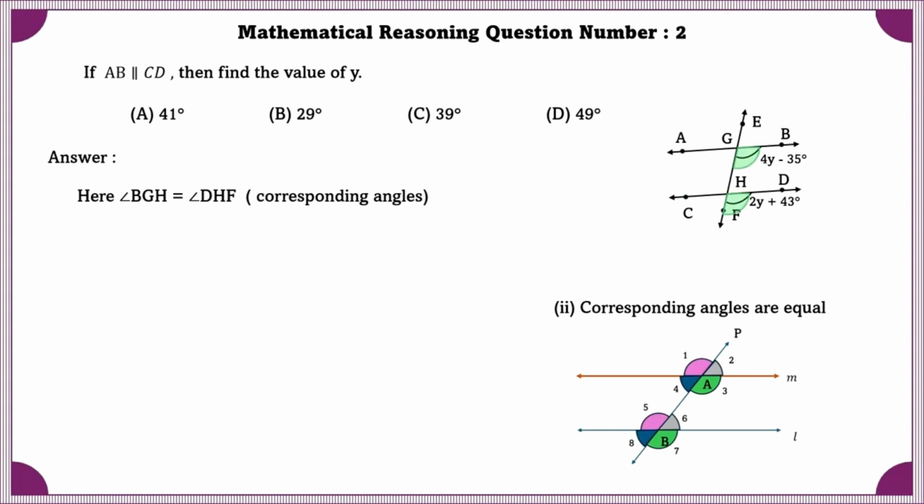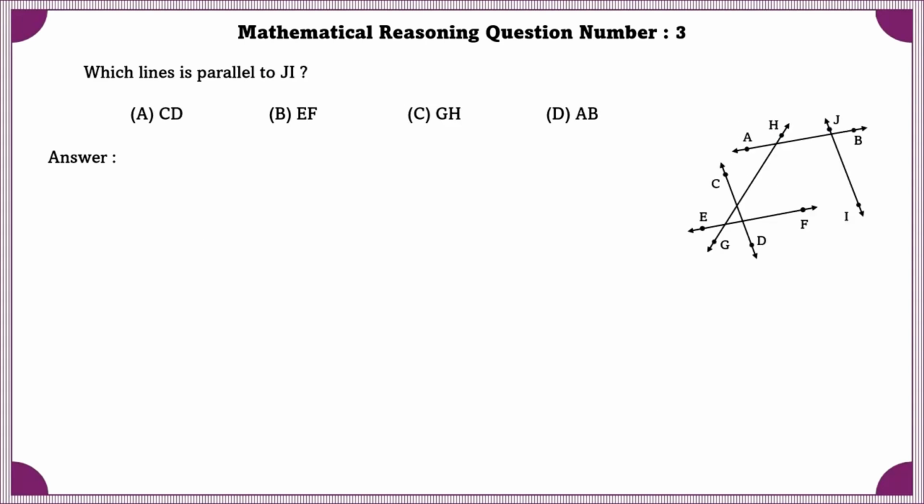Here, angle BGF is equal to angle DHF, that is, corresponding angles. So, we can substitute the value of angle BGH and equate it to angle DHF and find the value of Y, that is 39 degrees.